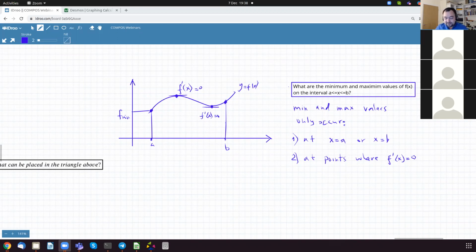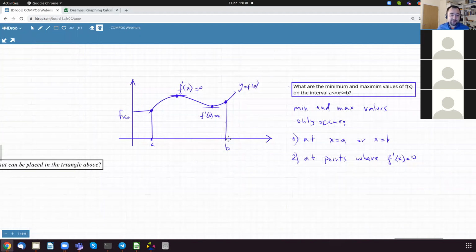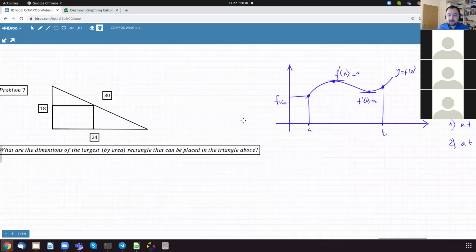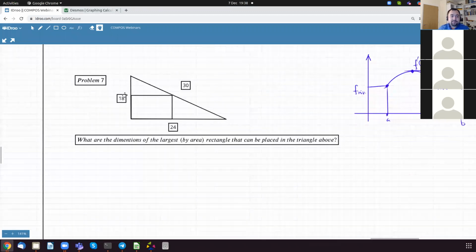The derivative is the gradient of a function, and the minimum and maximum can occur here. Okay, so let's have a look. Basically, what is the question? What are the dimensions of the largest rectangle that can be placed in the triangle above?